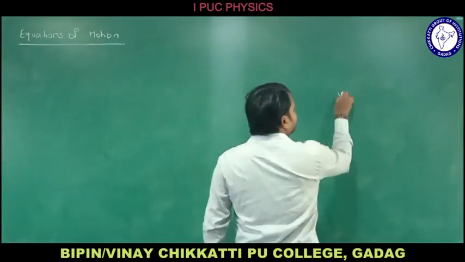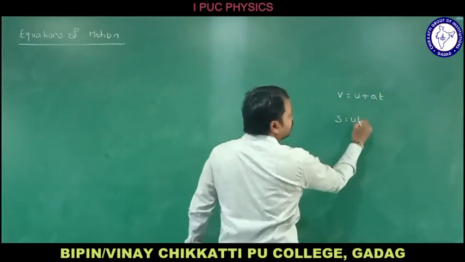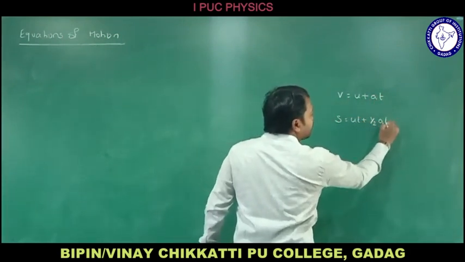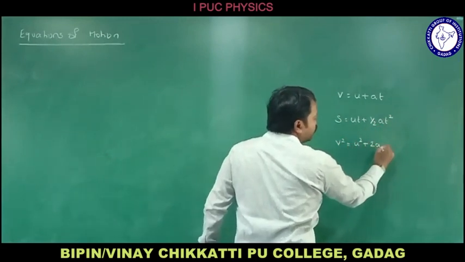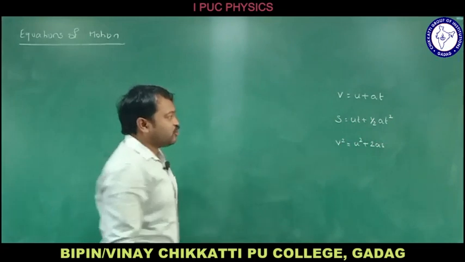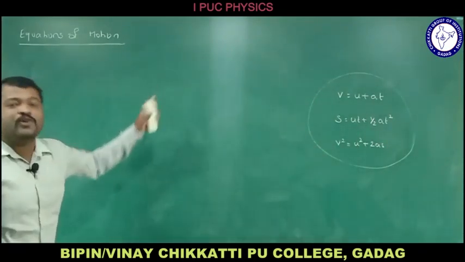We will be writing about equations of motion. We know there are three equations of motion. The first one is v is equal to u plus at. The second one is s is equal to ut plus half at square. The third one is v square is equal to u square plus 2as. So what are these equations called? These equations are called equations of motion.